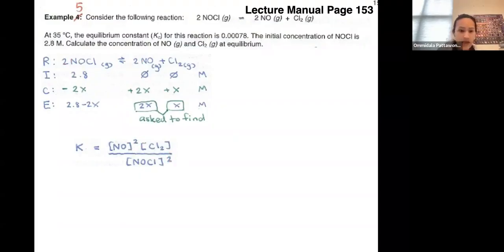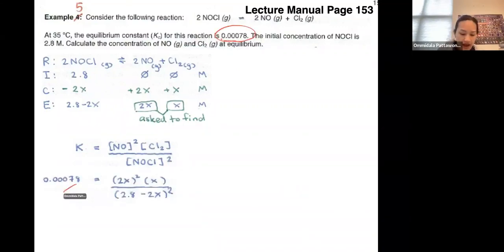The next thing is to add the value for Kc that is given, and then these are the values for the concentration at equilibrium. I'm going to plug in all of those. The next thing is to solve for x. In this case, you see that this whole term is squared. So all you need to do is solve this and set it up as a quadratic equation to solve for x. Using the quadratic equation is a little bit complicated.